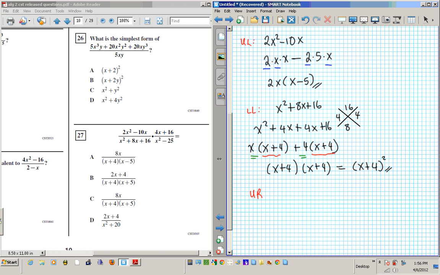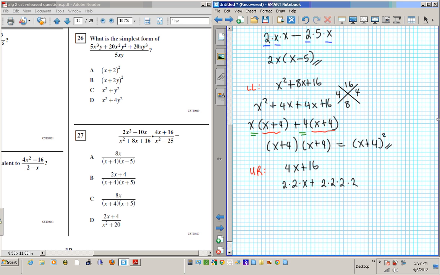Upper right, on my numerator to the right. So that one is 4x plus 16. Let me break it down first. It's 2 times 2 times x, and then 16 breaks down into 2 times 2 times 2 times 2. Alright, so what's common here? You see 2, 2, 2, and then 2. So I can take out two 2's, which is just 4, right? And then I'm left with x plus 4. And this is a complete factored form of the upper right.